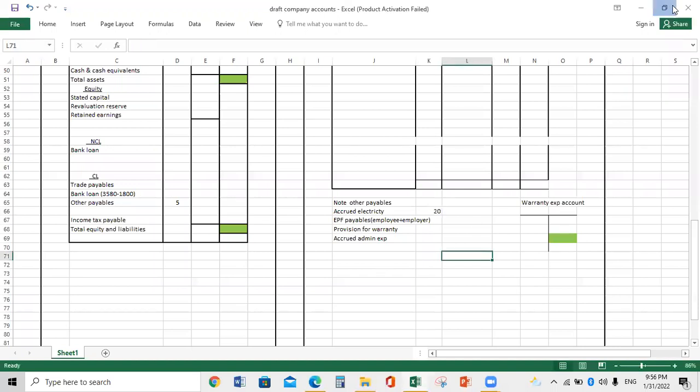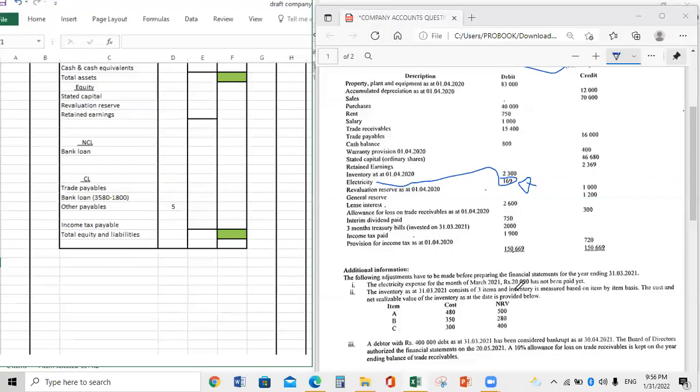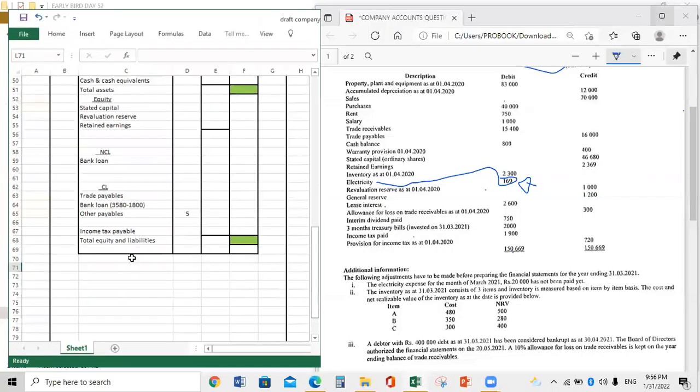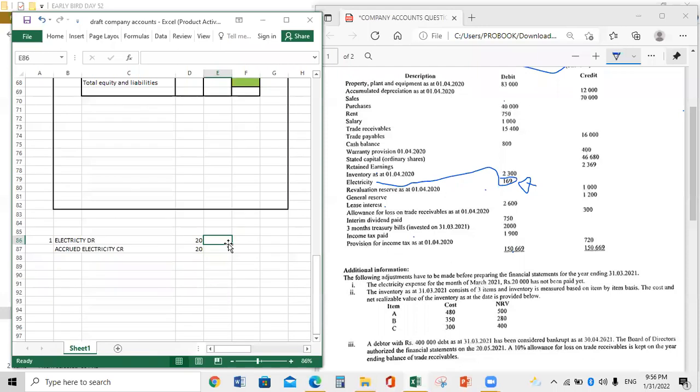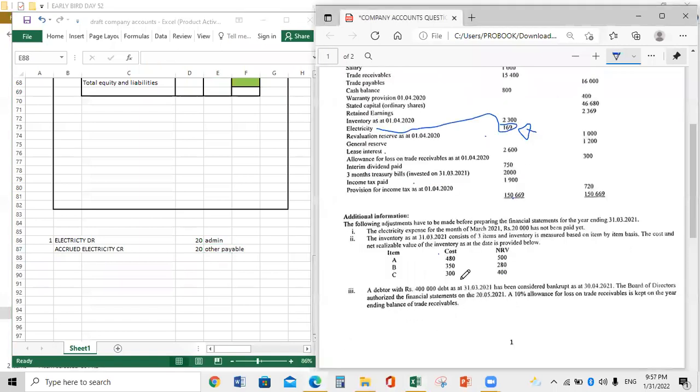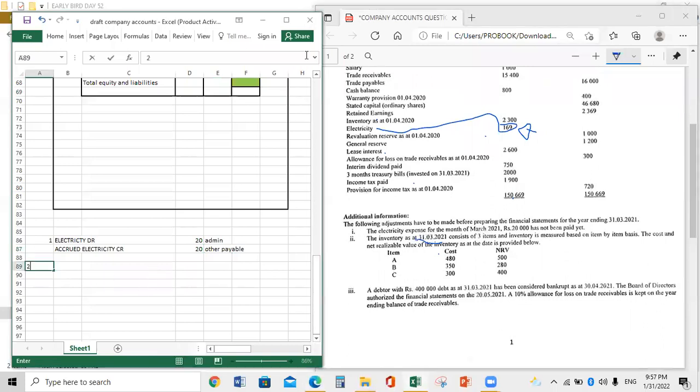So accrued electricity is 20,000. We are done with the first adjustment. We recorded it under administration as well as under other payable. Other payable is a note. Now go to the second one, the inventory as at 31st March 2021. Always make sure when you see a date, you first see whether it is opening or closing.